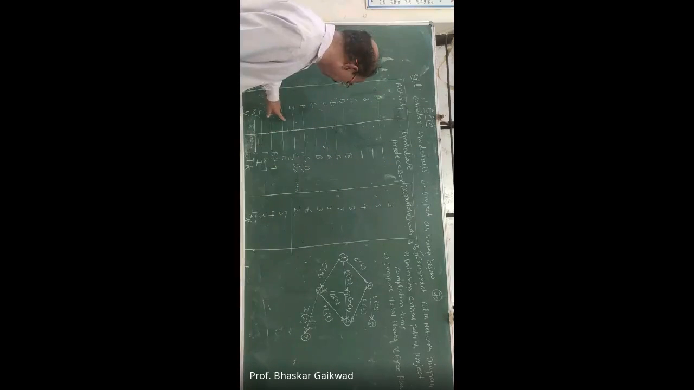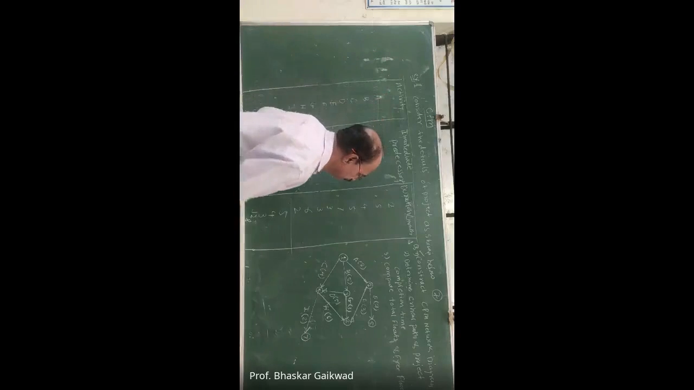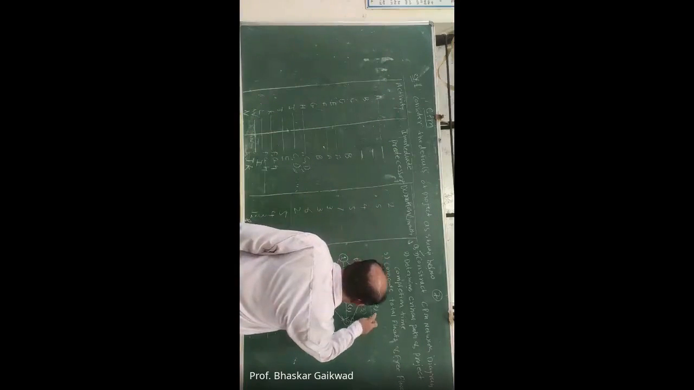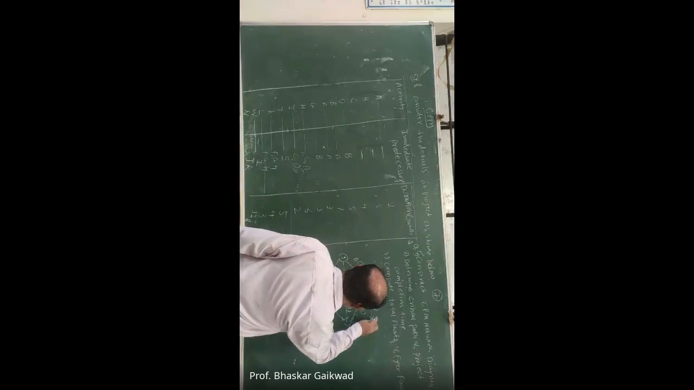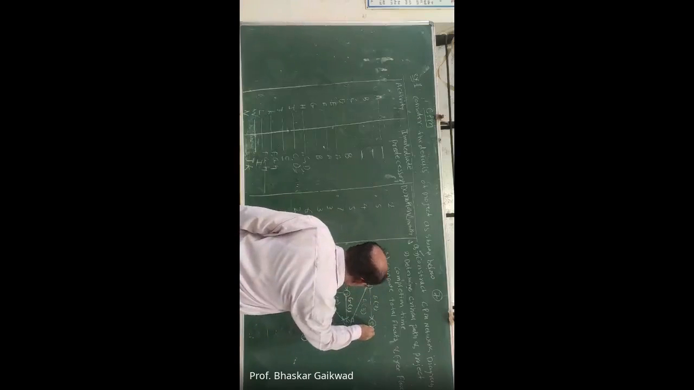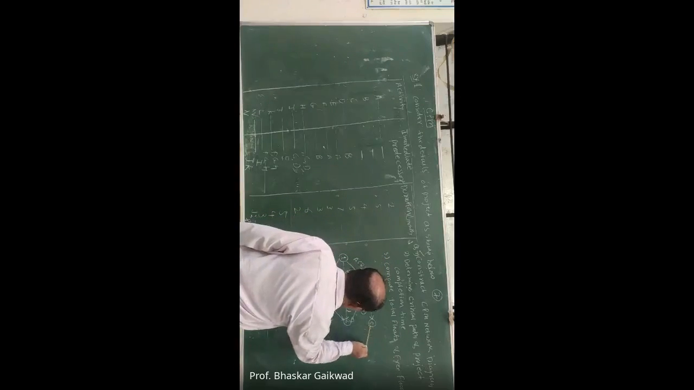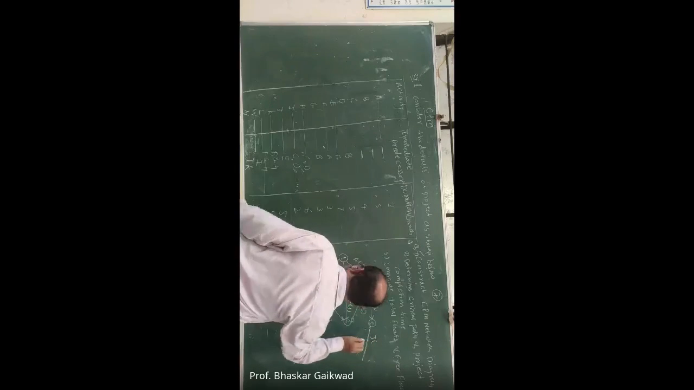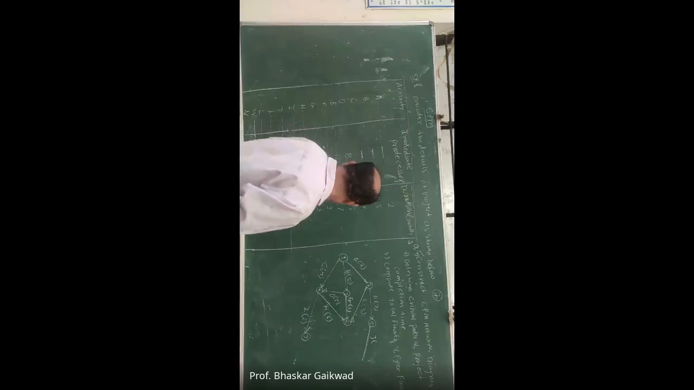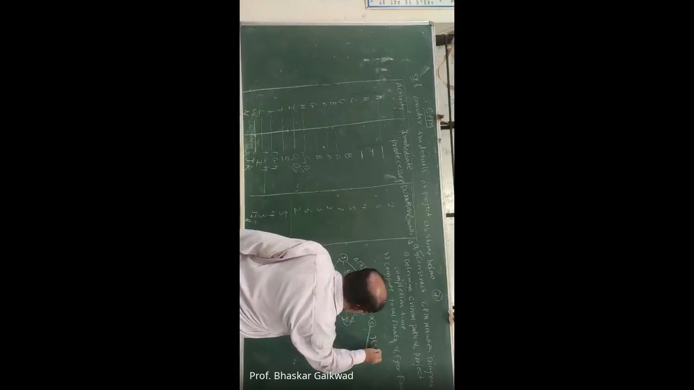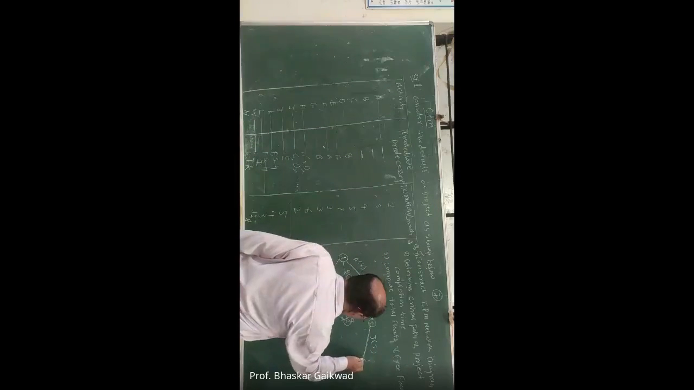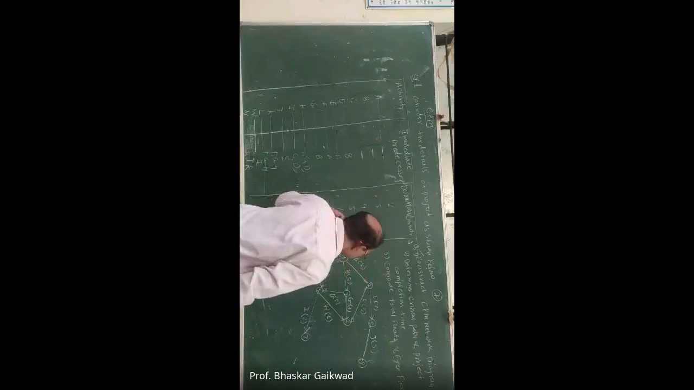Now Z will start from E. E is the starting point. Suppose here Z is there. What is the duration of Z? That is 5. And here it is node number 8, Z.